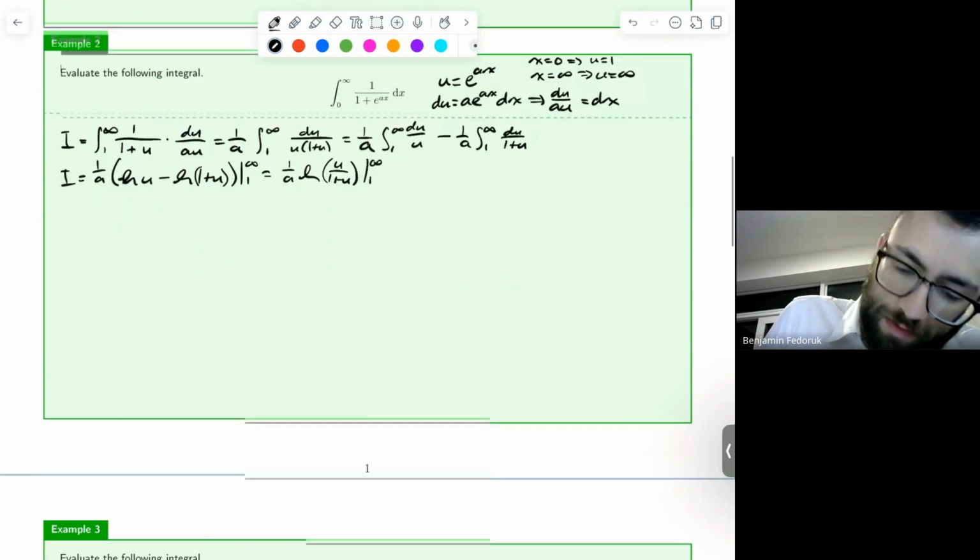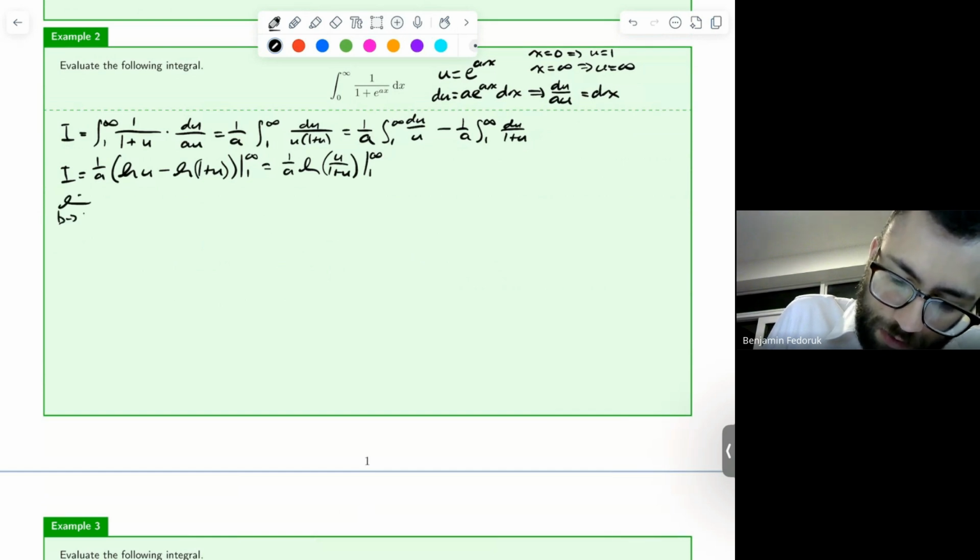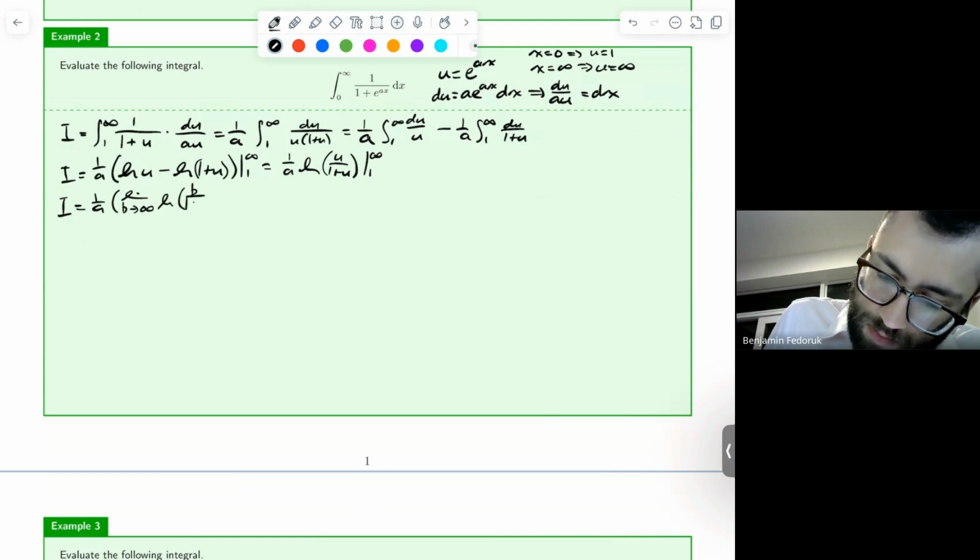Now this is an improper integral. So we can do the limit as b approaches infinity. Maybe I'll bring the 1 over a to the outside. So our integral is 1 over a times the limit as b approaches infinity of the ln of b over 1 plus b, minus, if we plug in 1, we get ln of 1 over 2, something like that. And I believe what we can do here is, if we do this limit, of course, we can swap the ln and the limit sign.